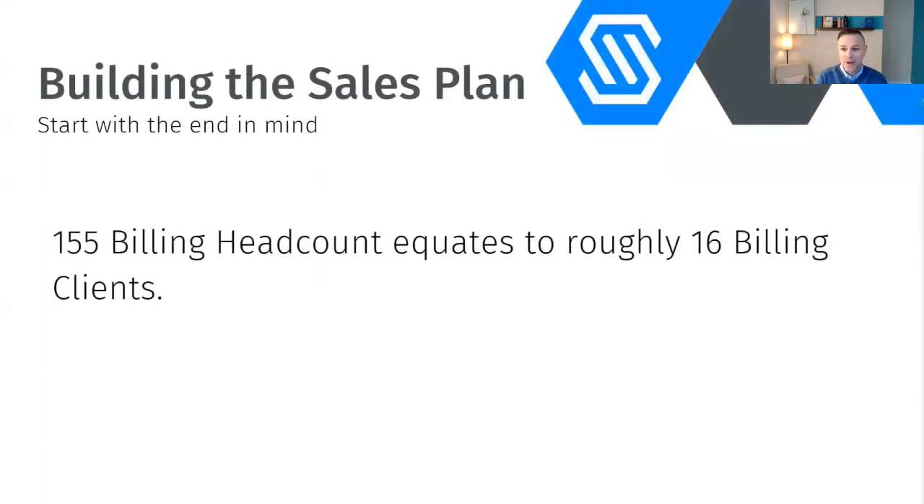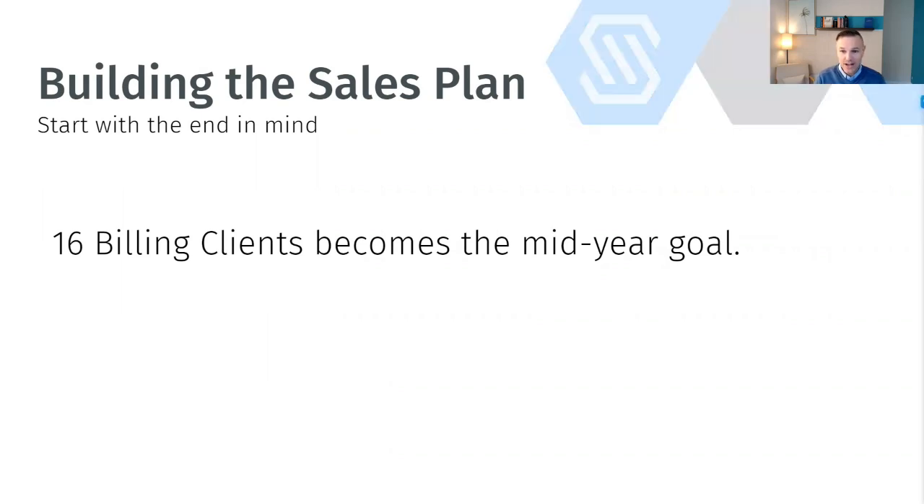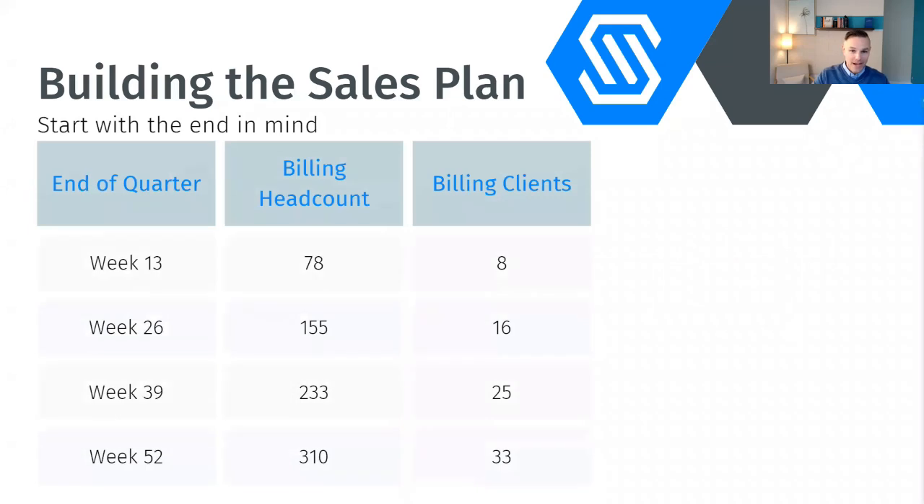Now, taking this a little bit further, we understand based on the operational performance metrics that 155 billing headcount equates to roughly 16 billing clients, right? We're speaking the language of the industry, headcount and clients, right? That's how recruiters and salespeople talk. So now 16 billing clients becomes the mid-year goal. So now you're actually aligning it like this, where you've got your quarterlies laid out. You've got your headcount targets per quarter where you're trying to finish. Now you've got your billing clients laid out, and you can start to see the framing of the bridge, the what needs to happen part of the plan, right?